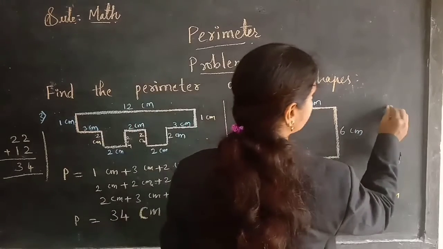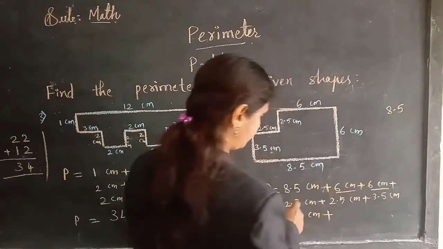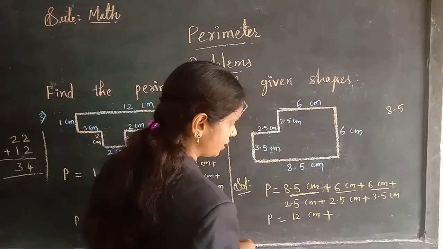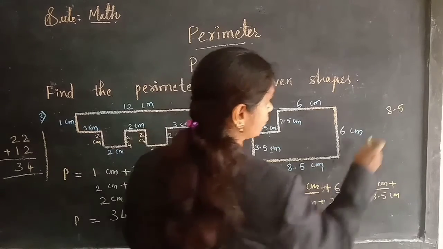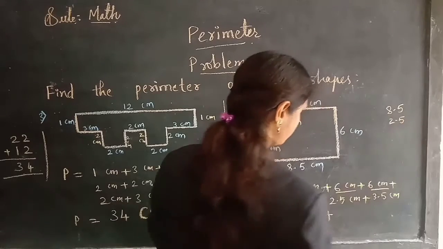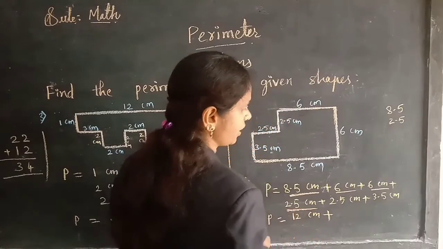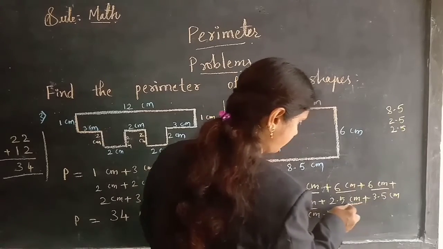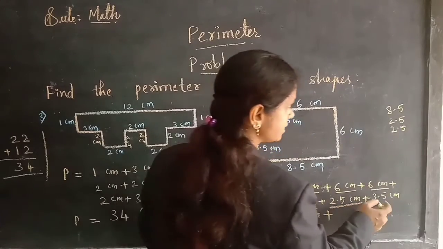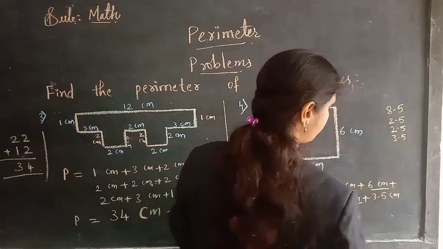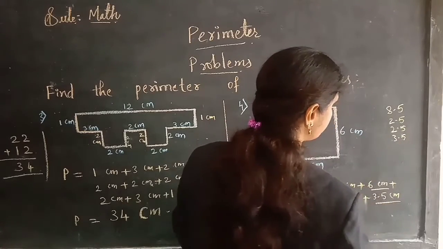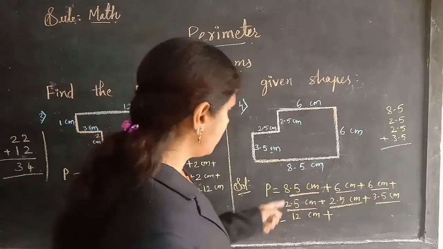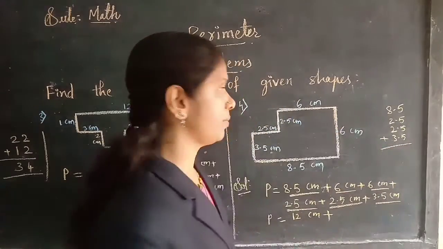So here I am taking 8.5 first. After completing this, I am underlining here to avoid confusion. And next I am taking 2.5, children, so I am underlining here. Now the next number is 2.5, so here I am underlining. And here the next number is 3.5. Now you can check that all the numbers have been given: the normal numbers 12 centimeters, 6 plus 6, and the decimal numbers I have taken here and I am adding.